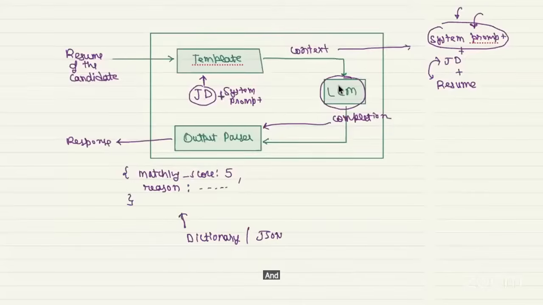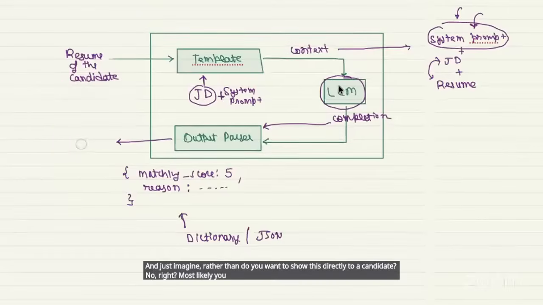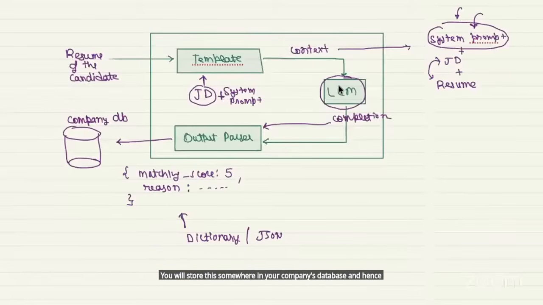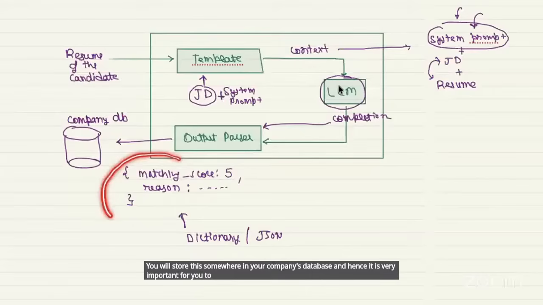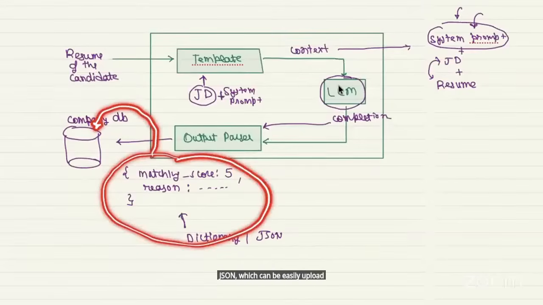And just imagine, do you want to show this directly to a candidate? No, right? Most likely you won't show this directly to the candidate. You will store this somewhere in your company's database. And hence it is very important for you to generate the response in the form of JSON, which can be easily uploaded on a company's database.